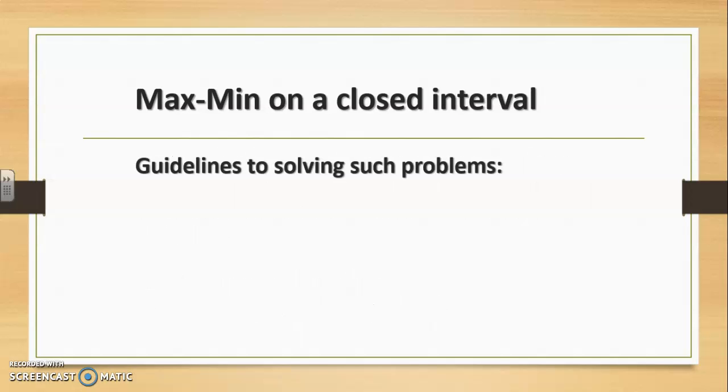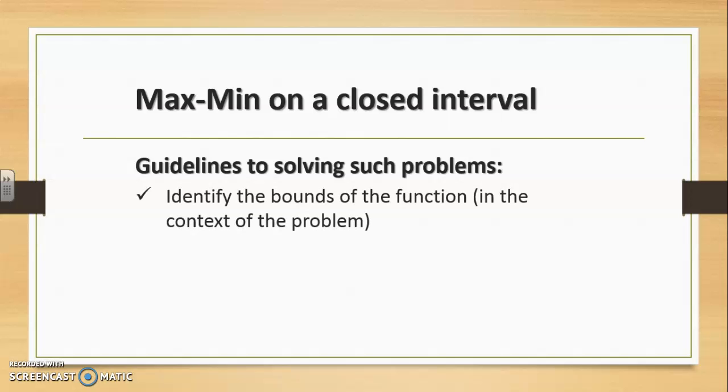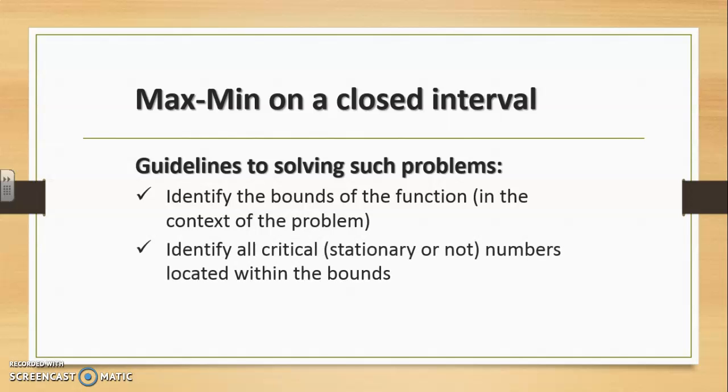So here are guidelines you can follow to solve problems that involve maximization, minimization on a closed interval. Firstly, identify the bounds of the function. In some circumstances, they'll be given. In others, you have to rely on the context of the problem to find these bounds. Identify all critical, stationary or not, numbers that are located within the bounds. So this will involve differentiating, finding all values of x that generate a derivative that is either 0 or undefined.